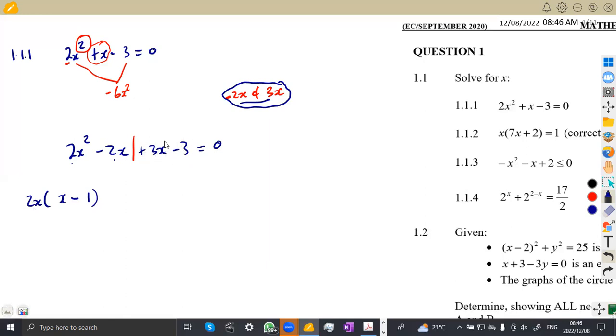Between 3x and minus 3, what is common? That's a plus 3, so that we can obtain the same bracket as this one, x minus 1. So if we factor out 3 here, we've got x.